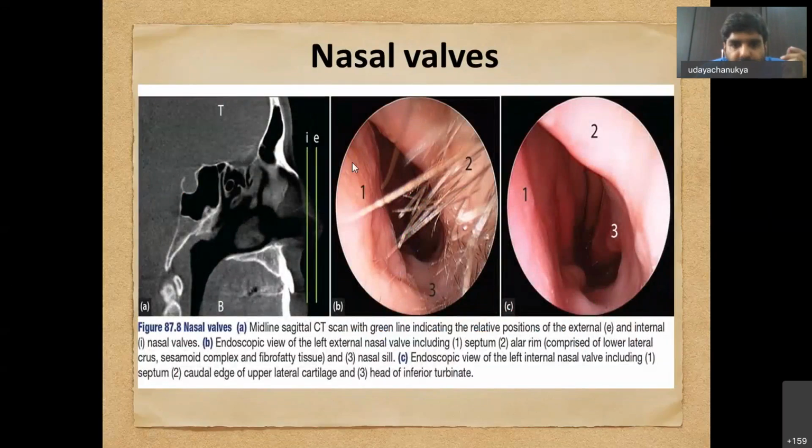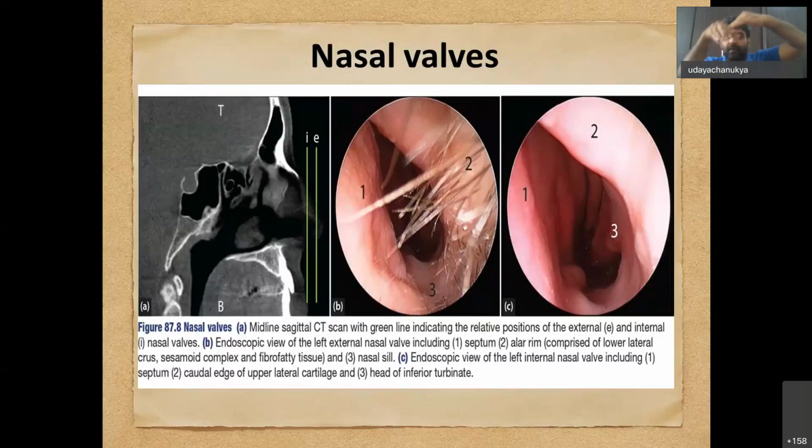The boundaries of the external and internal nasal valve shown endoscopically both have the same medial border, that is the septum, but the lateral border and the inferior border are what change. The lateral part of the external nasal valve is formed by the alar rim, comprised of the lower lateral cartilage crus. Lower lateral cartilage is the lowermost cartilage on the lateral wall, whereas the lateral part of the internal nasal valve is formed by the caudal edge of the upper lateral cartilage. See, the upper lateral cartilage and the lower lateral cartilage. Upper lateral cartilage articulates with the lower lateral cartilage.